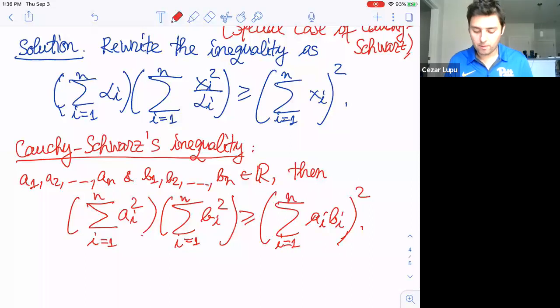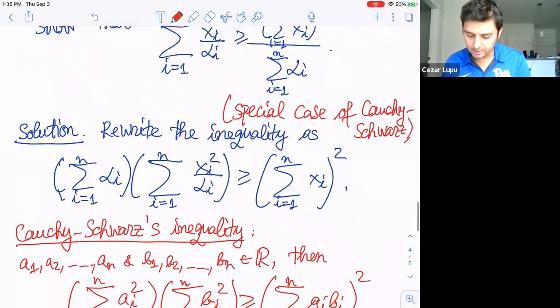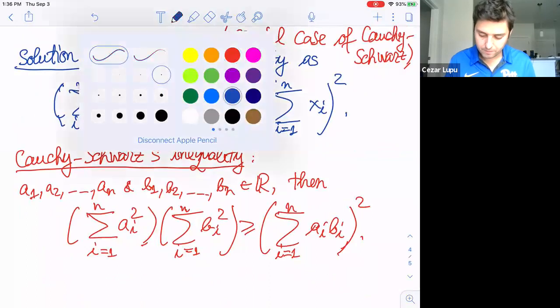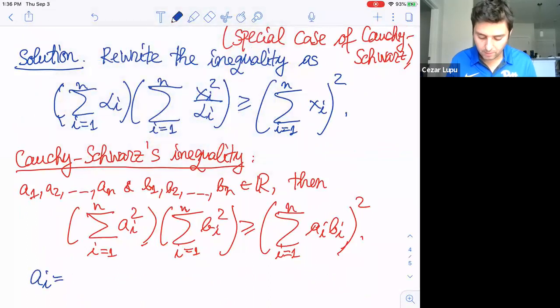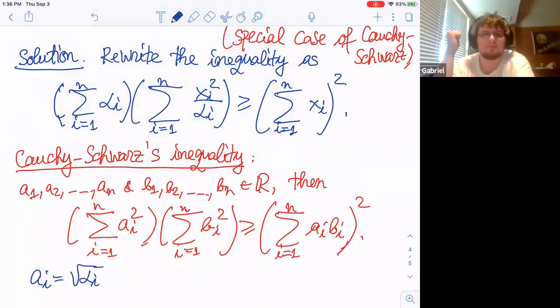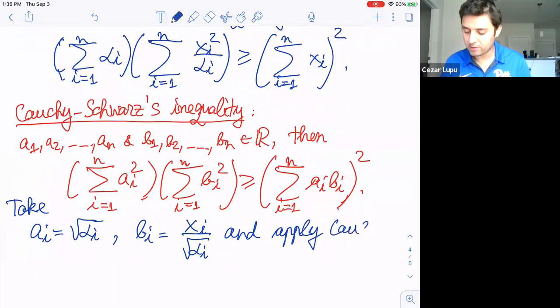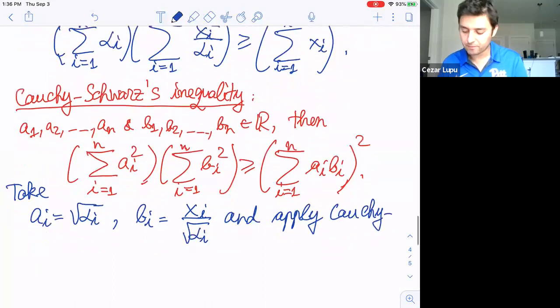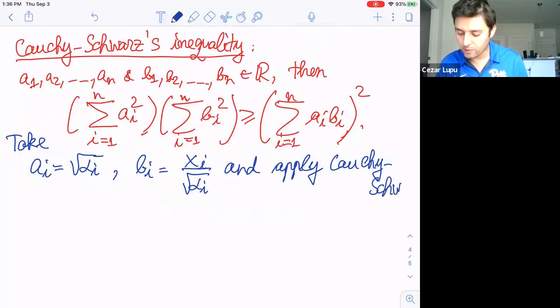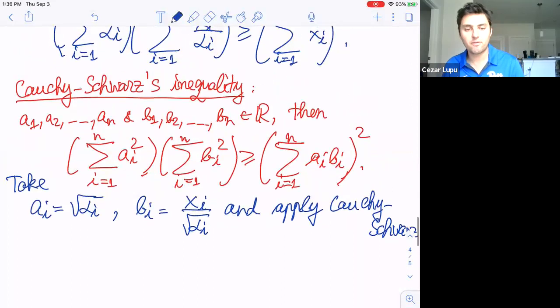And now, just like Gabriel says, you take AI to be the square root of alpha I, right? Yep. So take BI as xi over the square root of alpha I, and apply Cauchy-Schwarz. Keep in mind this special case. You might use it for examples and applications. Is it clear for everybody?